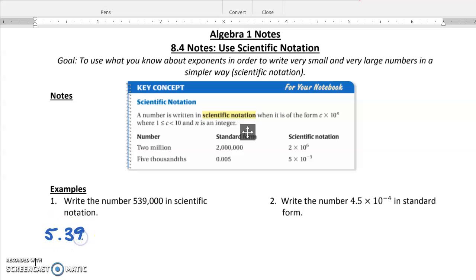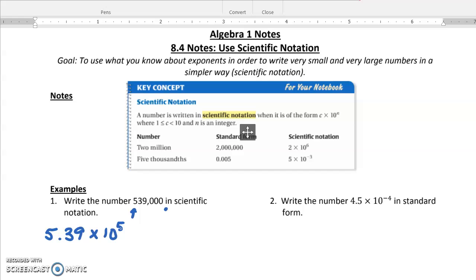5.39. Now we have to figure out what power of 10 we need to turn 5.39 back into 539,000. So, our new decimal point is right there after the 5, and our original was at the end. So to get from our new one back to our original one, we have to go 5 places to the right. We write that as times 10 to the 5th power.